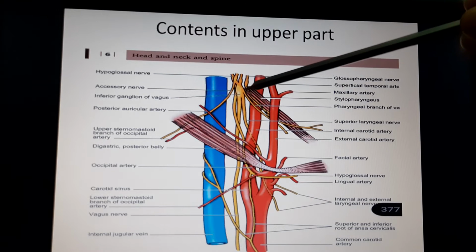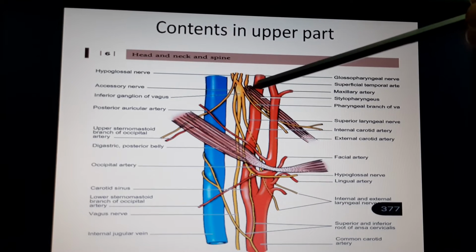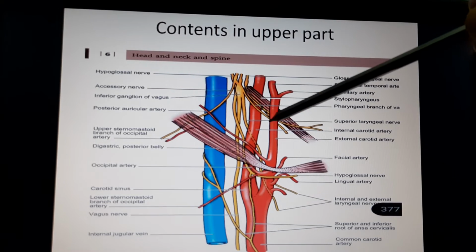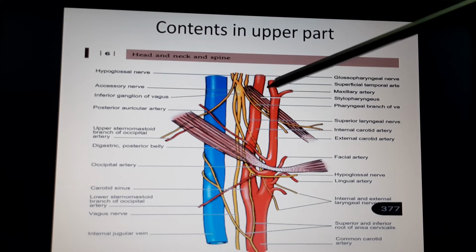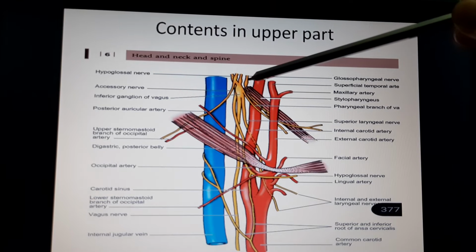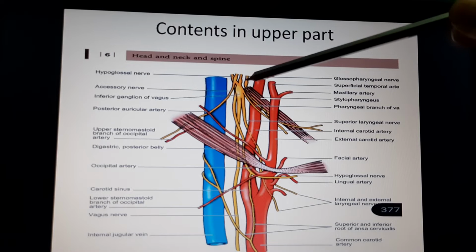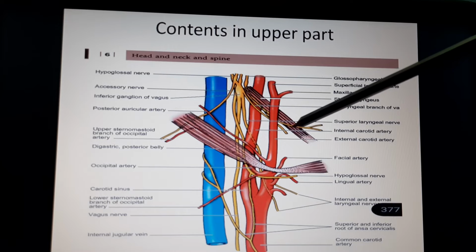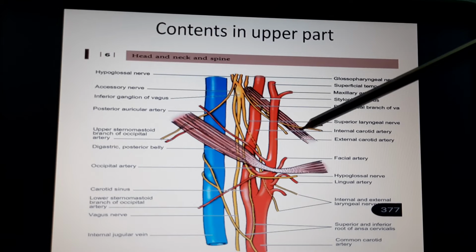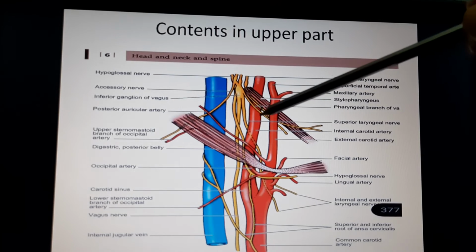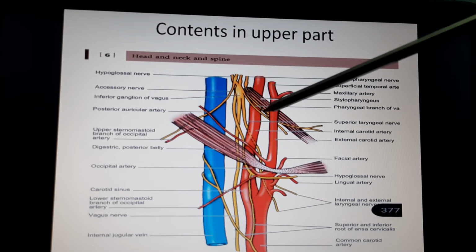So this is the vagus nerve and its two branches. One branch, the pharyngeal branch of the vagus nerve, passes in between the external carotid artery and internal carotid artery. You can also see one nerve here, the glossopharyngeal nerve, which is coming out from the jugular foramen, and it passes between the external and internal carotid artery. So there are two nerves, the glossopharyngeal nerve and the pharyngeal branch of the vagus nerve, passing between the two arteries.